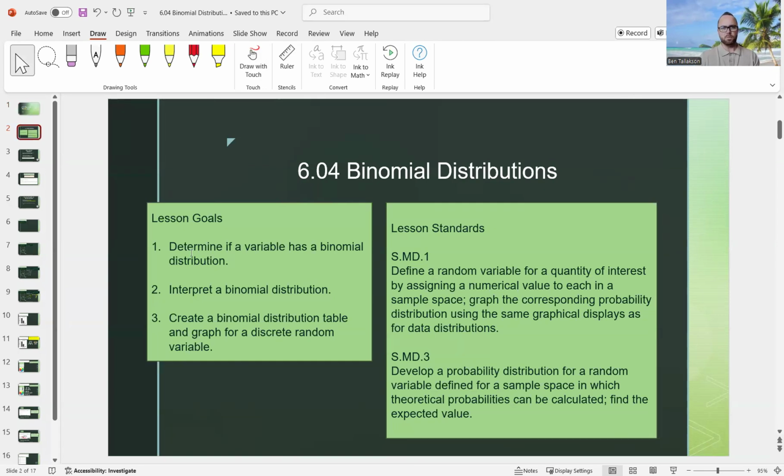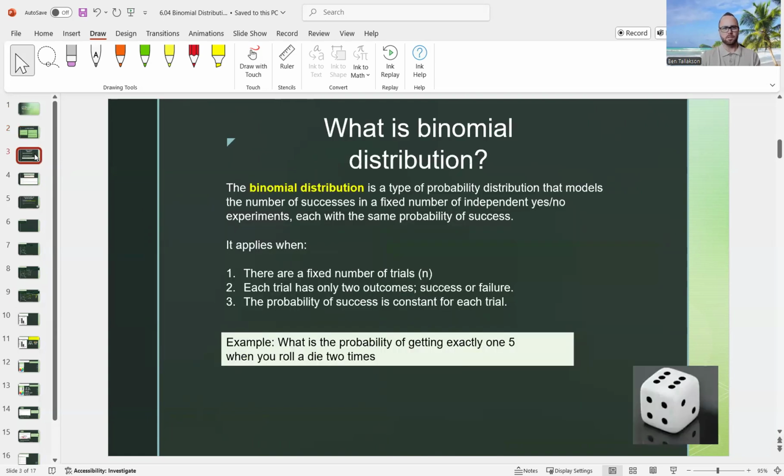The goals are: determine if a variable has a binomial distribution, interpret a binomial distribution, and create a binomial distribution table and a graph for a discrete random variable. So what is this? Well, binomial distribution is a type of probability distribution that models the number of successes in a fixed number of independent yes or no experiments, each with the same probability of success.